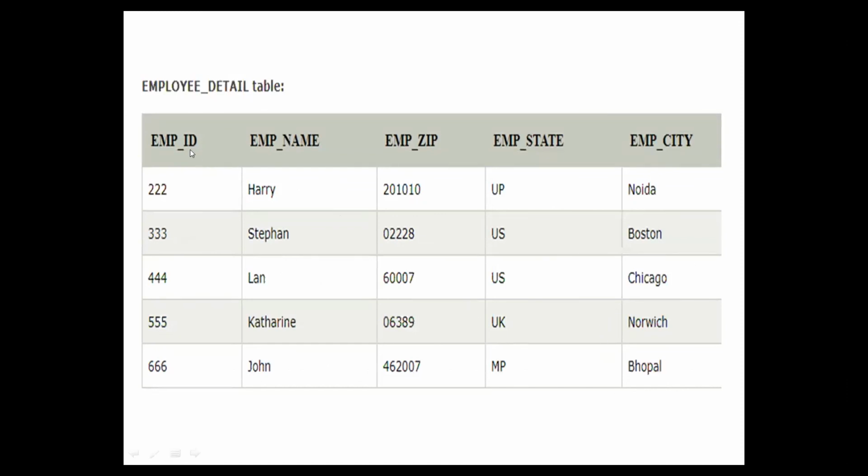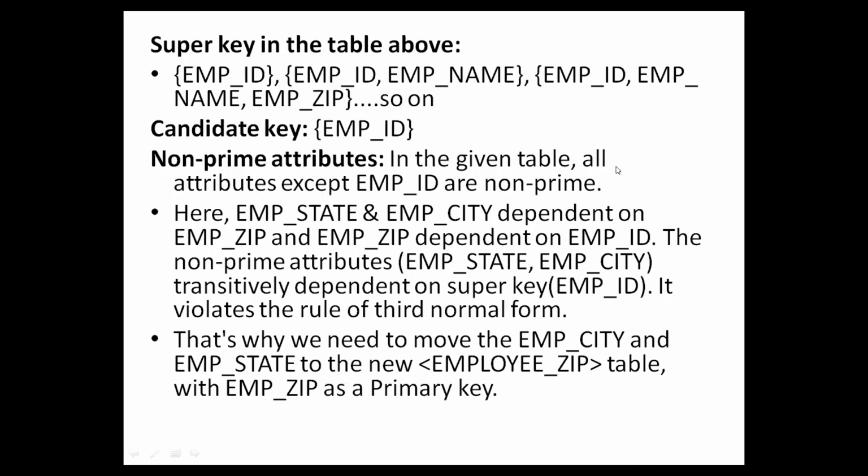So it contains employee ID, employee name, and the zip code, state, and city of your employee. So first you need to identify which are the super keys and which are your candidate keys. So how do you identify a super key? First you need to identify a candidate key.